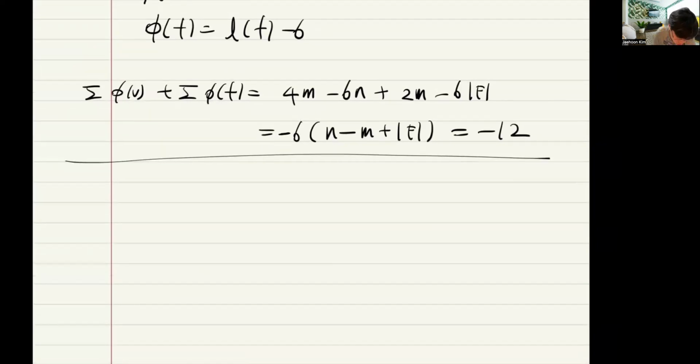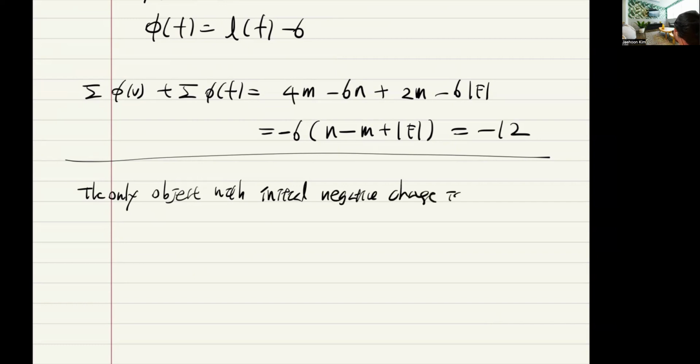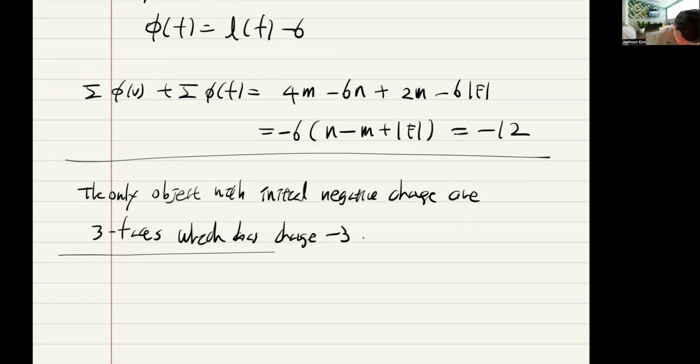So, we know that there are no faces. We assume that there are no faces with length 4 to 9. So the only objects with initial negative charge are faces of length 3, which have charge negative 3.